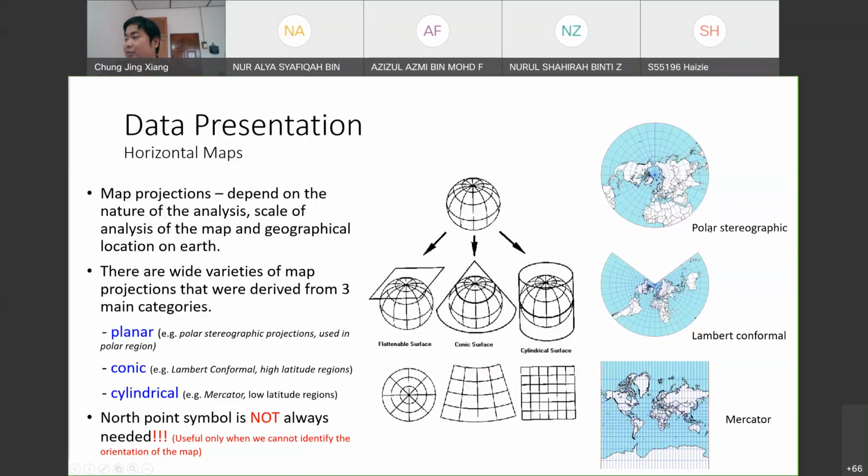So this type of error is due to the projection we use. We try to flatten our Earth. Because the Earth is spherical in shape, if we flatten it, some regions will be distorted. Depending on the region of your study, choose the projection correctly so that the map you produce has less distortion and can better represent the real world. And of course, remember, I just want to stress the north point is not always important. It is only useful when you can identify the orientation of your map. Okay. Next.